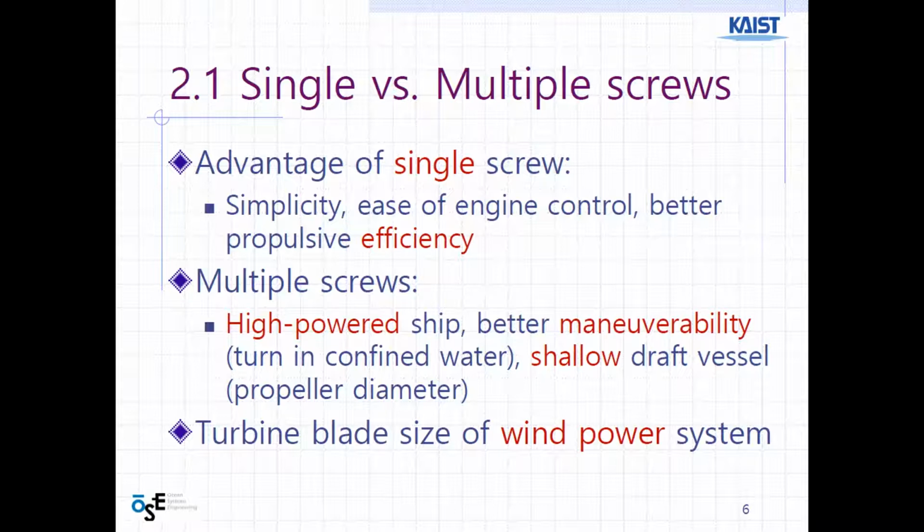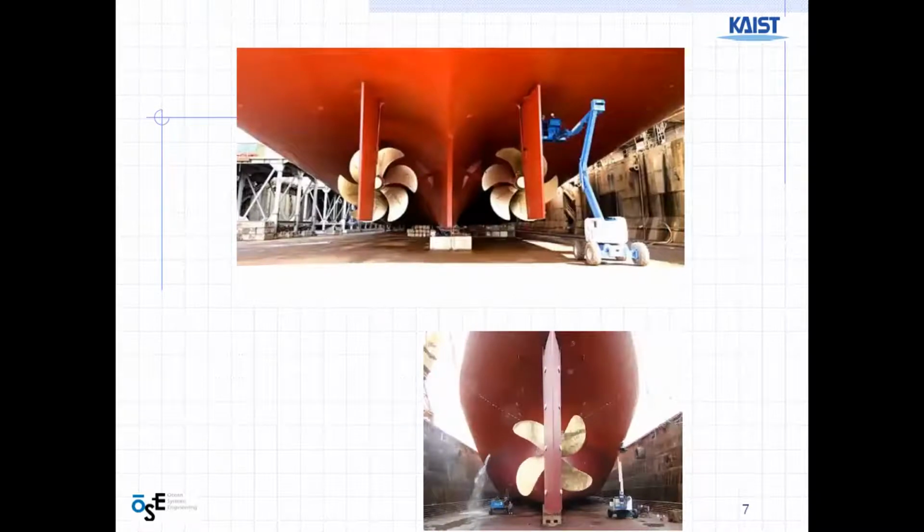These days, turbine blade size for wind power systems is getting bigger. The top figure shows the twin screw system. It has two axes and two gearboxes. There are some disadvantages and advantages compared to the single screw system. And the bottom is the single screw system. It has a very simple structure.